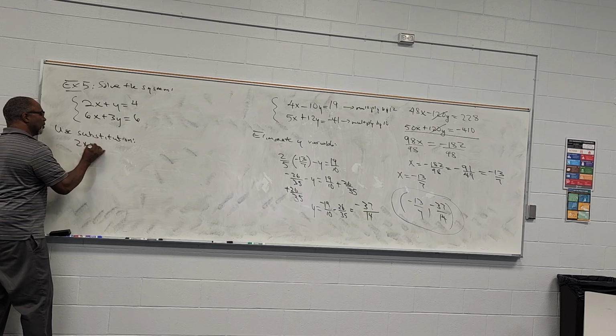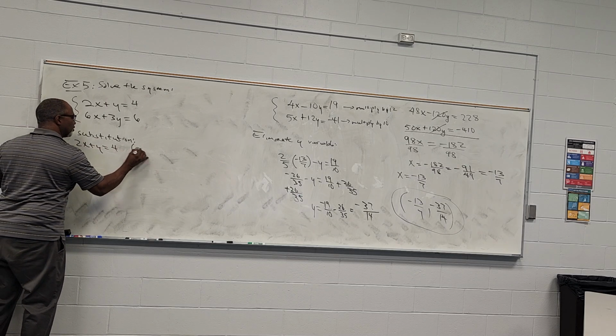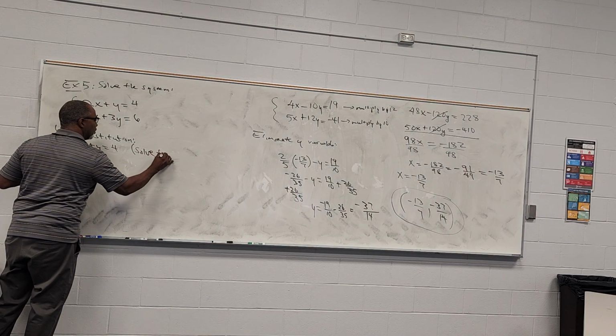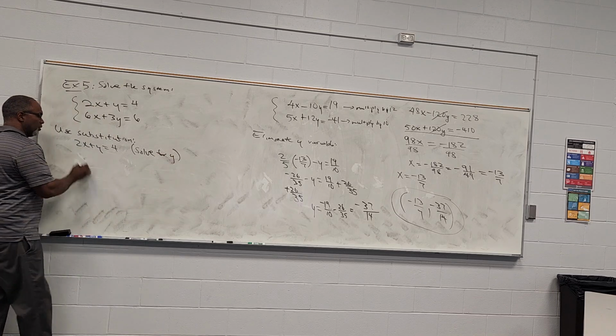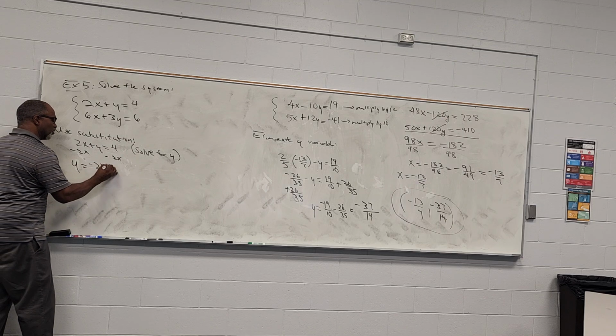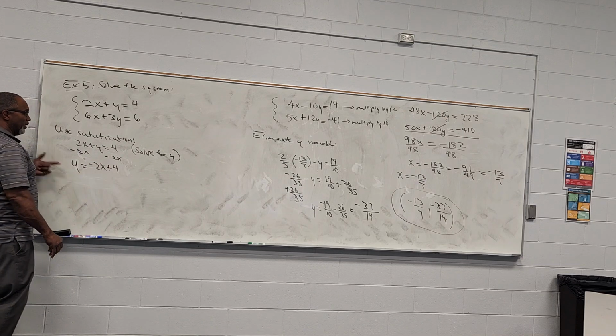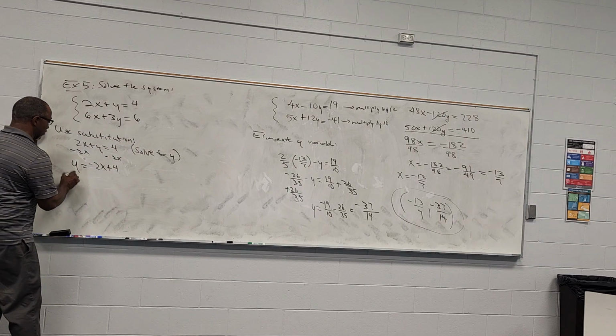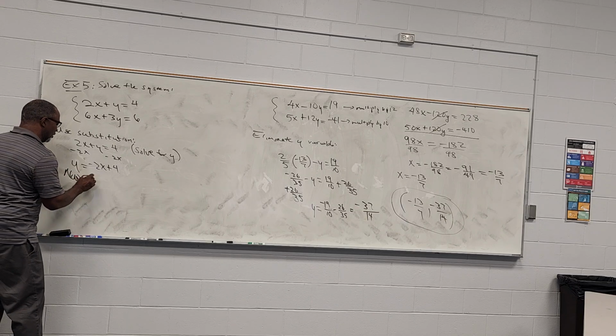So I'm going to take 2x plus y equals 4 and solve for y. Subtract 2x from both sides. Y equals negative 2x plus 4. Now substitute that into the other equation.